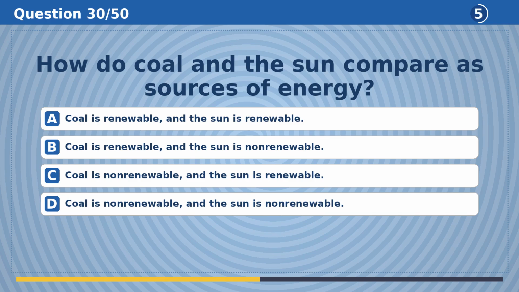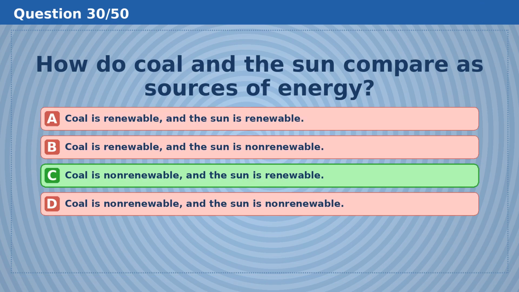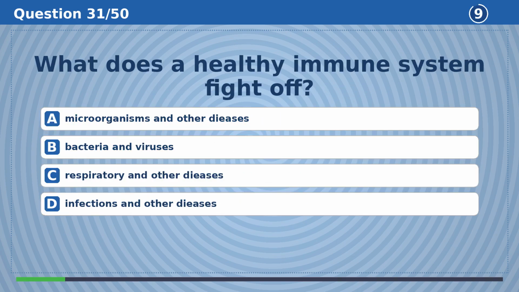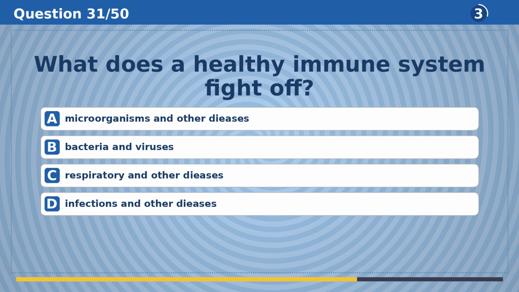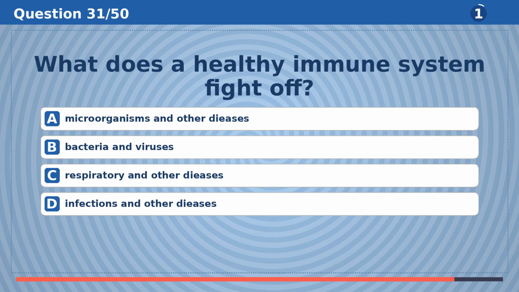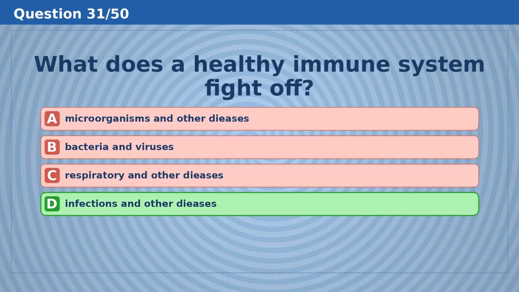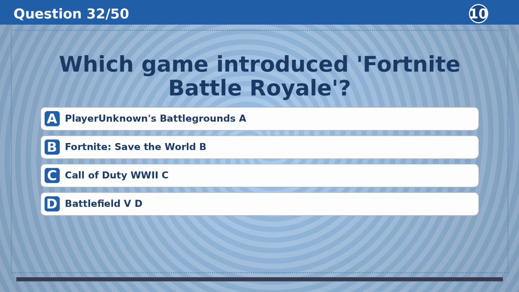How do coal and the sun compare as sources of energy? The answer is C. Coal is non-renewable and the sun is renewable. What does a healthy immune system fight off? The answer is D. Infections and other diseases.